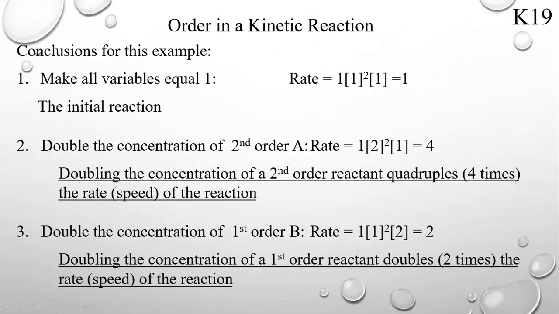So, conclusions for this example: make all variables equal to 1. That's the initial reaction, so your rate is simply 1. If you double the concentration of second order A, then the rate will quadruple. It'll be 4 times faster. Doubling the concentration of a second order reactant quadruples the rate, the speed of the reaction. And 3, double the concentration of first order B. Then the reaction will go twice as fast. So doubling the concentration of a first order reactant doubles the rate, the speed of the reaction.